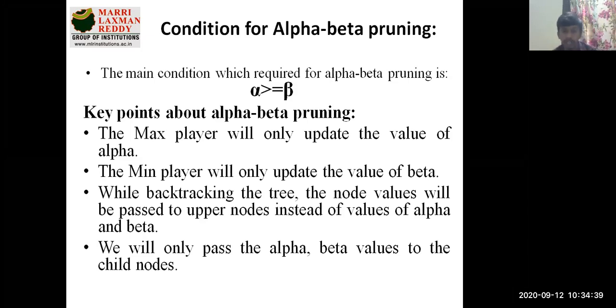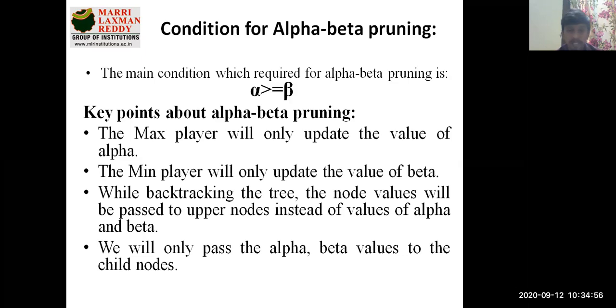The values will vary, and every time, as part of your traversal, this condition will be verified: alpha is greater than or equal to beta. If not, what should be done? If it is equal, what should be done? That will be discussed in the further slides.